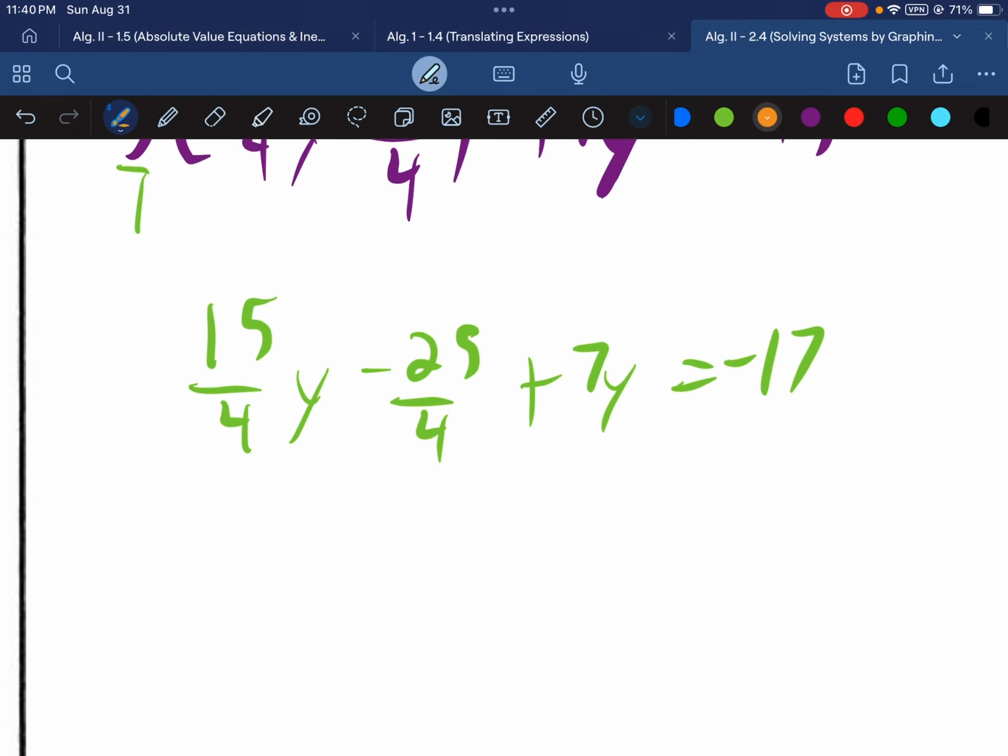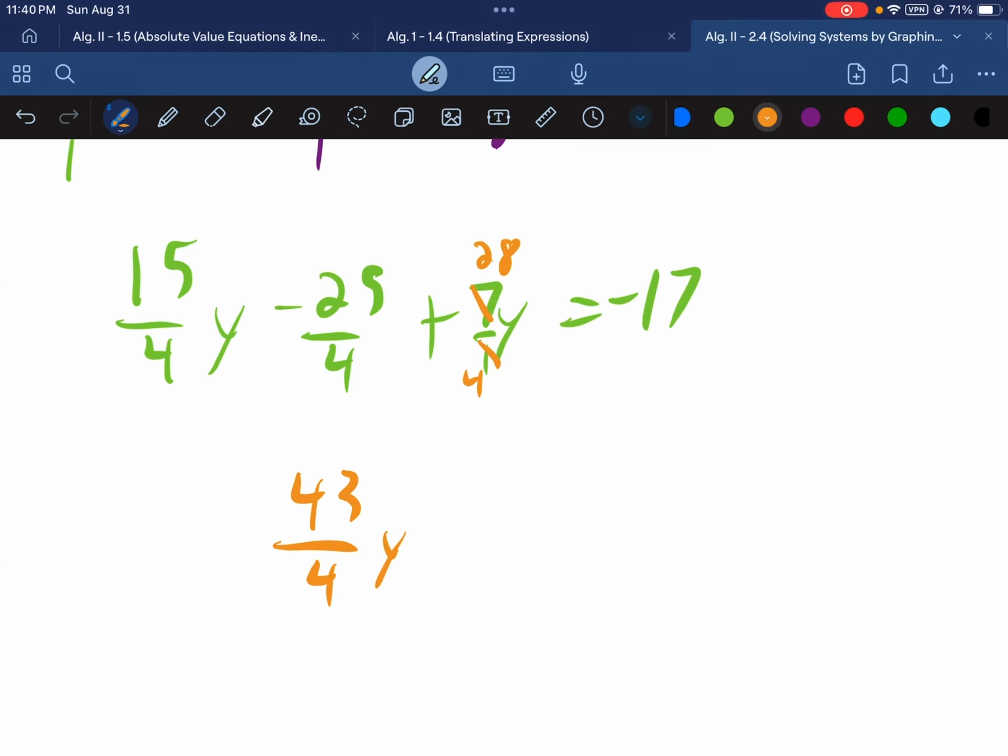Now, as I combine like terms for my y's, I need common denominators. The 7 is secretly divided by 1, and my common denominator here would be 4. So if I multiply the top and bottom of this fraction by 4, it becomes 28 over 4. Combining those gives me a positive and a positive, which add to make a bigger positive, 43 over 4y, minus 25 over 4 equals negative 17.